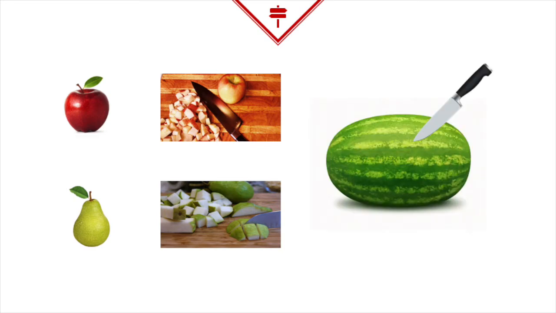You create a fruit object with an abstract dice method, and both the apple and pear classes extend the fruit object so that we can use the abstract dice method to dice it. But what if there are more and more objects coming in and we only have one dice method?